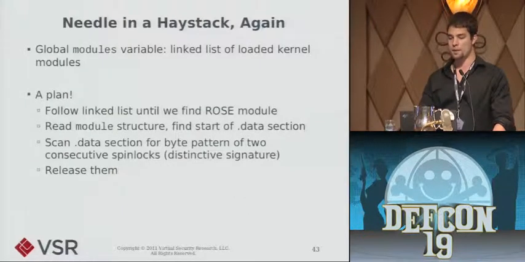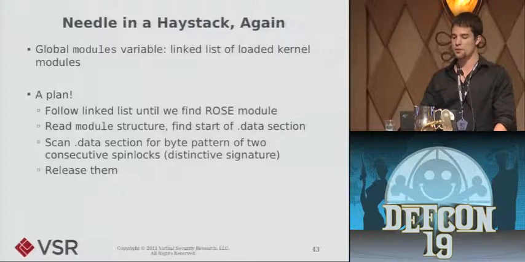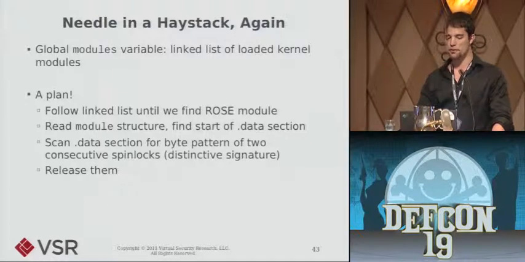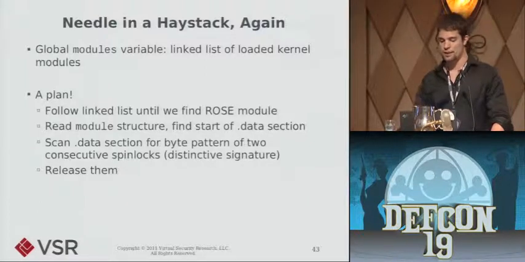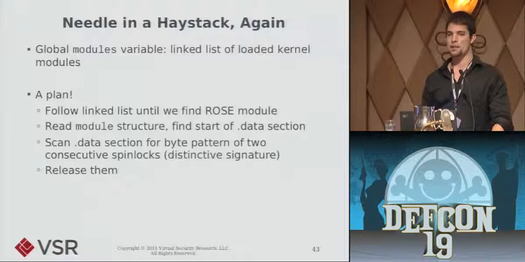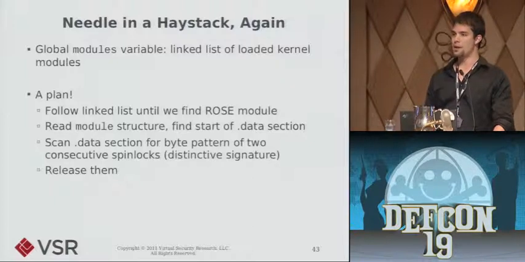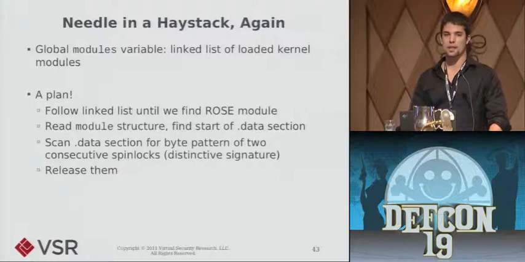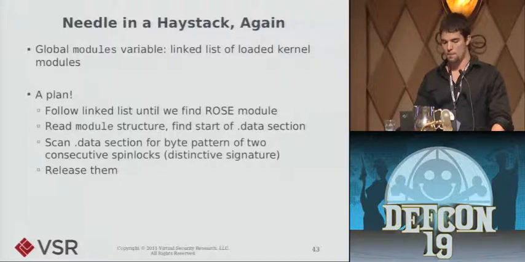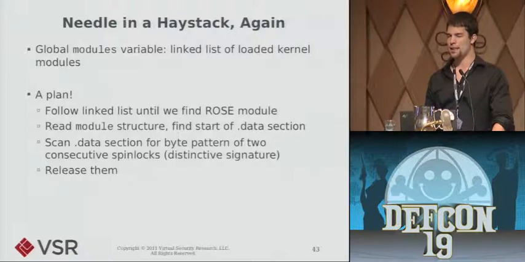Fortunately, it's actually pretty easy to find. There's this global modules variable, which is the head of a linked list of loaded kernel modules. So what we can do is follow this linked list until we find the module named ROSE, and read the module structure hanging off this linked list until we find where the data section of the ROSE module is. Now that we know where the data section is, we can scan it for a byte pattern that represents a distinctive signature of what these spin locks look like in memory. And that's unique, so that will always work. And then once we find them, we can release them by, I think, incrementing them.